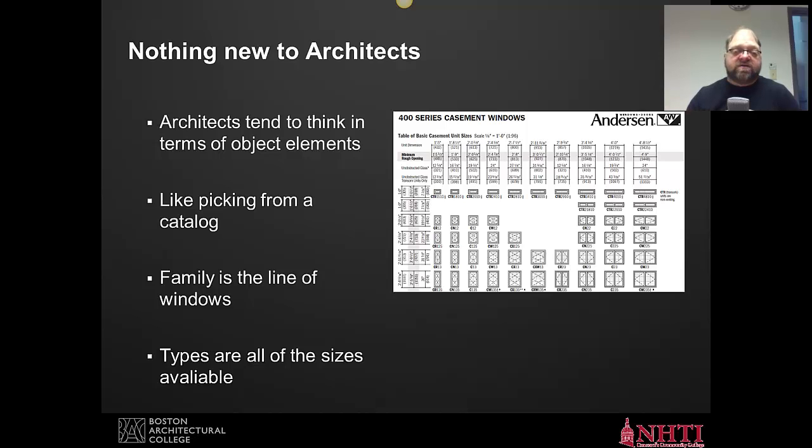And in terms of Revit, the types are all the different sizes that you see listed on this Andersen window page. So the family is the casement window. The type is all the different sizes that I might be able to place. So all the standard sizes that Andersen makes would probably be types within the casement window. And then when I actually place the window, that's the instance of the window that I'm using.